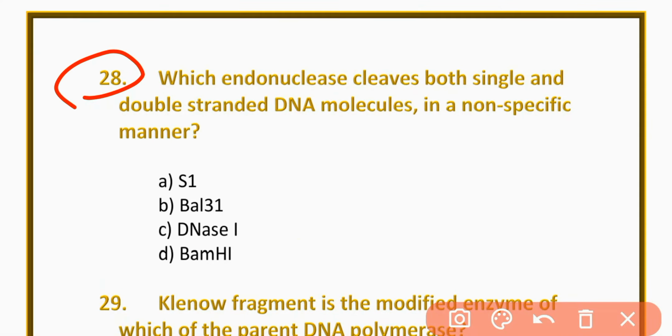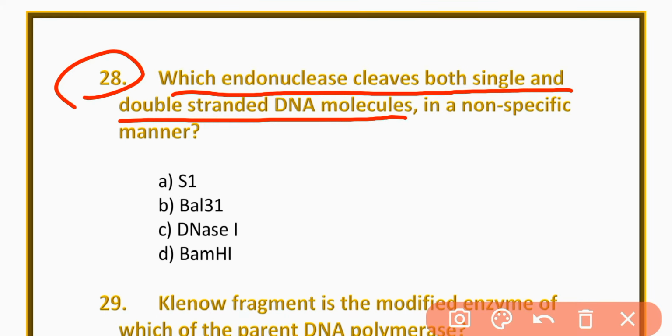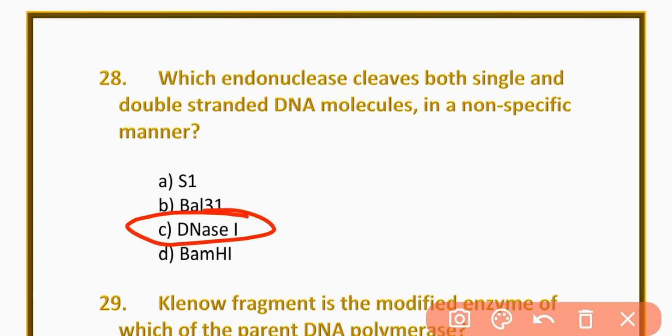MCQs 28. Which endonuclease cleaves both single and double stranded DNA molecules in a non-specific manner? Option A is S1, B Bal31, C DNase 1, D BamHI. The correct option is option C, DNase 1.